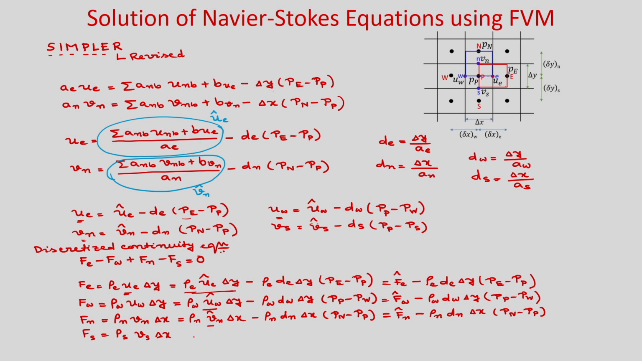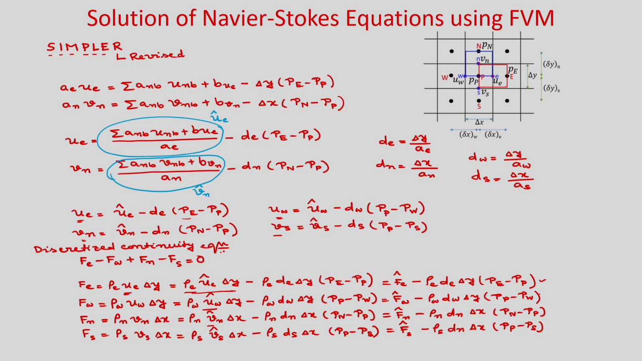And Fs is equal to rho s Vs delta x. So, this one, sorry, this is your V. So, it will be Vs hat delta x minus rho s ds delta x (Pp minus Ps), which is equal to Fs hat minus rho s ds delta x into (Pp minus Ps).